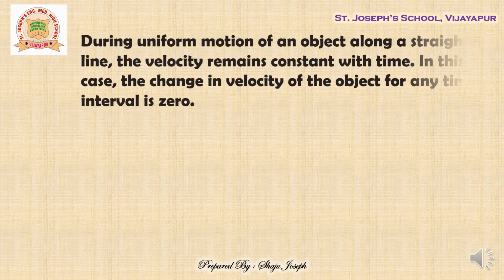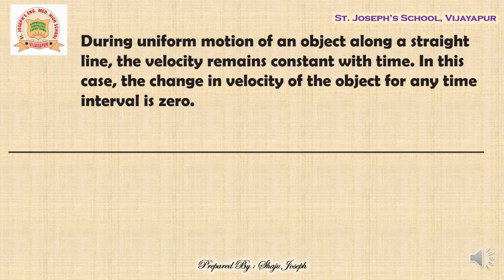Let us discuss the first case, if the body is undergoing uniform motion. Then it will always be traveling in a straight line or in a single direction. And if it is traveling with constant speed, we can say the velocity remains constant with time, because velocity changes either when direction changes or when the magnitude changes. If both are the same, the velocity remains constant.